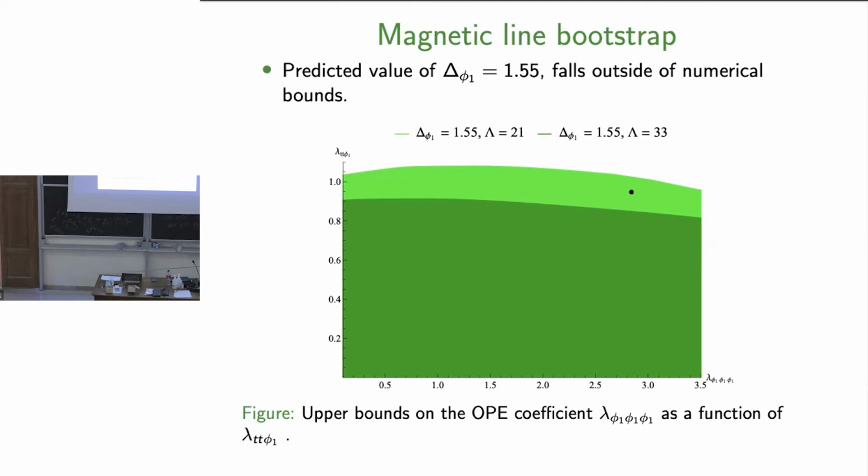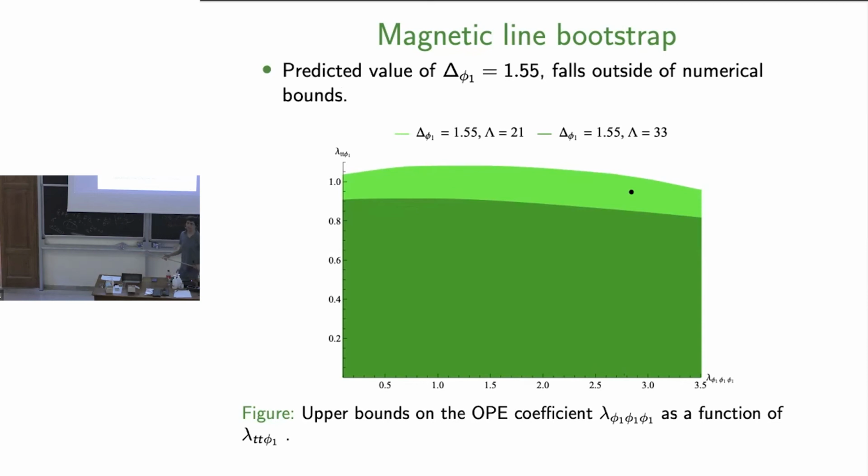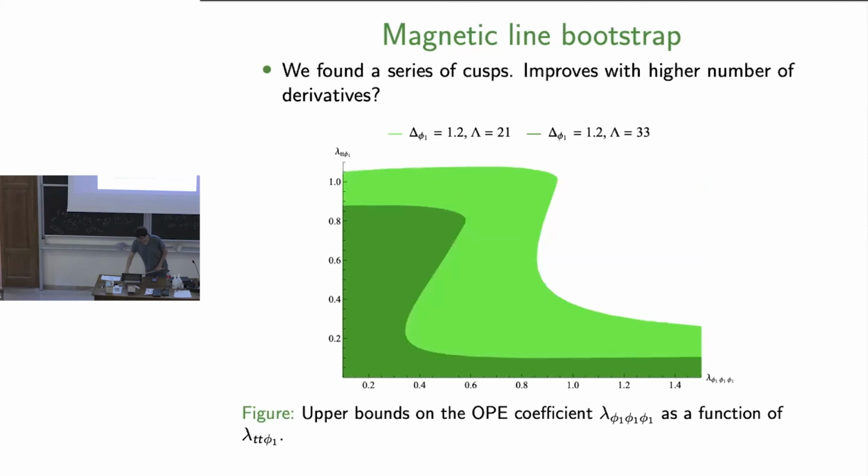One possibility, which is what I call the wishful thinking possibility, is that perhaps this feature is here, but we're just missing it because of numerical precision, right? So if we could crank the numerics to higher and higher values of derivatives, perhaps these bounds will start coming down here, right? And then the plot at around 1.5 will look a bit more like the one around 1.2.